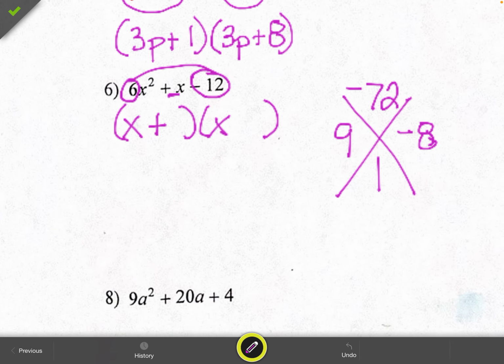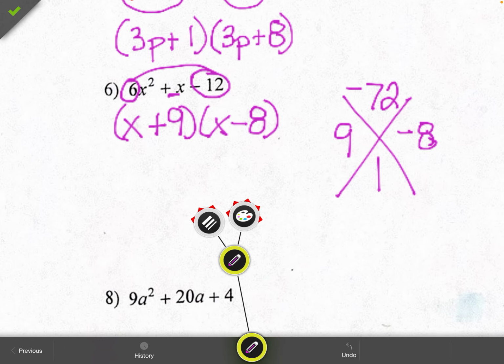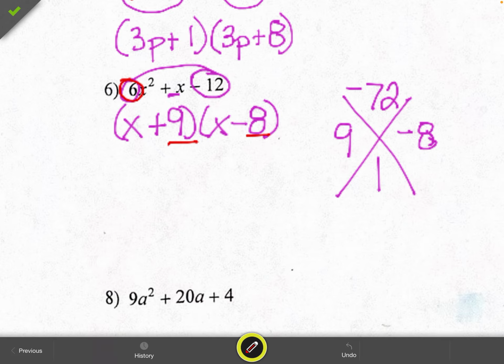So positive 9, come over here and write them in your parentheses. Negative 8. Okay, good. Now again, remember, we're not done. We're not done because of the 6 in front of our x squared. So we slid, we did our x puzzle. Okay, we got our parentheses. Now we got to do step 2, slide, divide. And remember, you're going to divide both of the answers that you just put into your parentheses. And you divide by what's in front of your x squared. So divide both by 6.